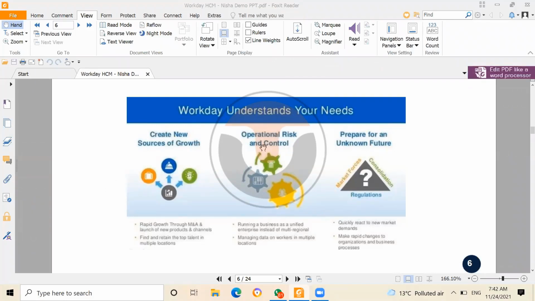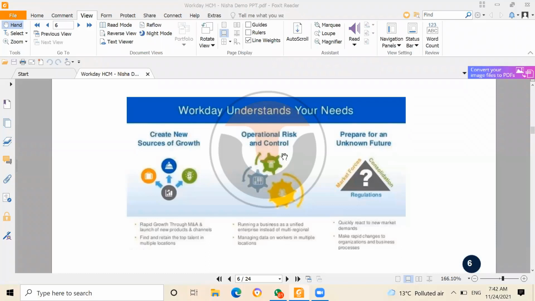The second one is operational risk and control. Obviously it will control your risk because it's predefined. We just need to do these things. Everything is in a predefined manner, so there is less risk. The data will be accurate, and you can also analyze the database via dashboards or reports. So risks and control would be less.